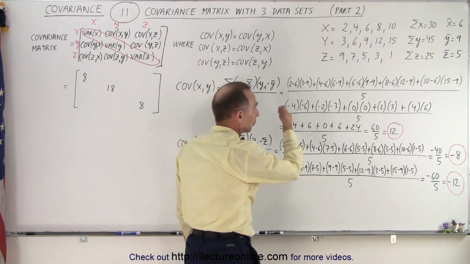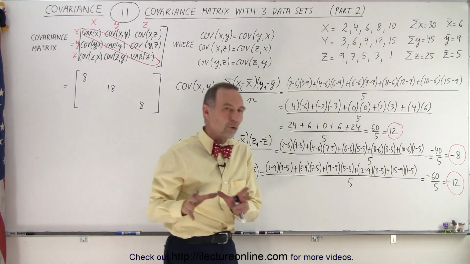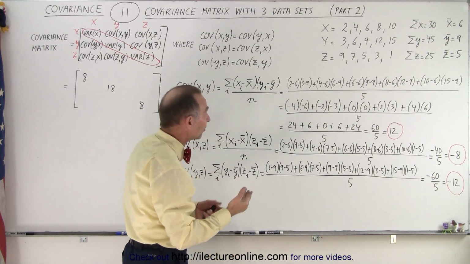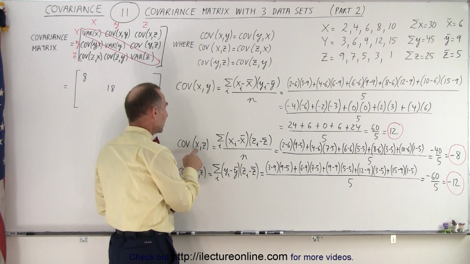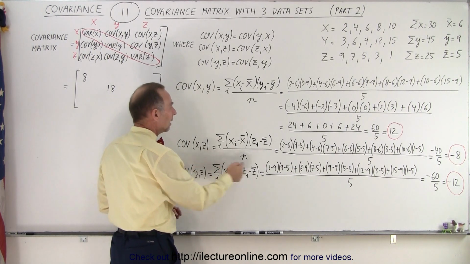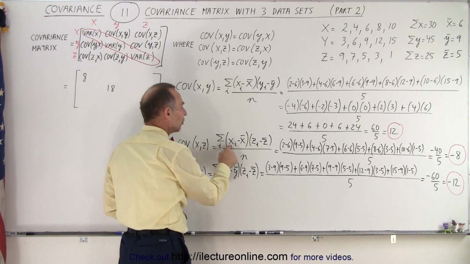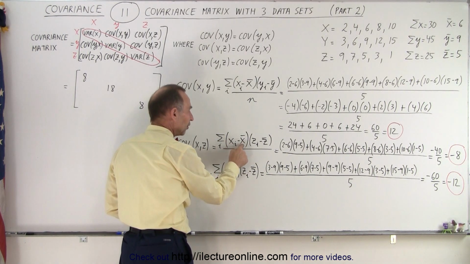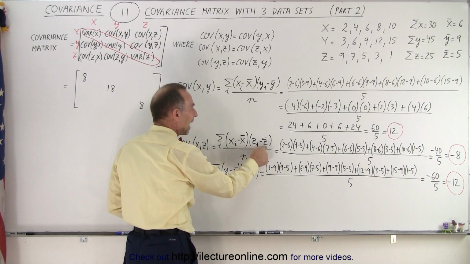When we then go through a little bit of arithmetic, we end up with the number 12. So 12 is the covariance between the two data sets X and Y. We do the same for the covariance between X and Z, and then the covariance between Y and Z. Again, the definition: it's the difference between each of the elements and the average of all the elements.